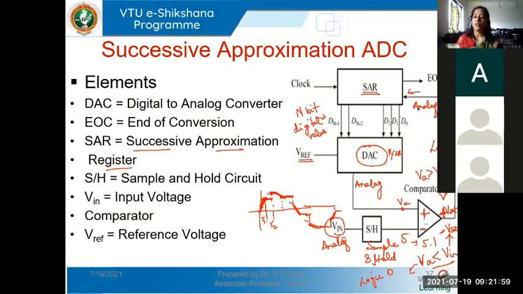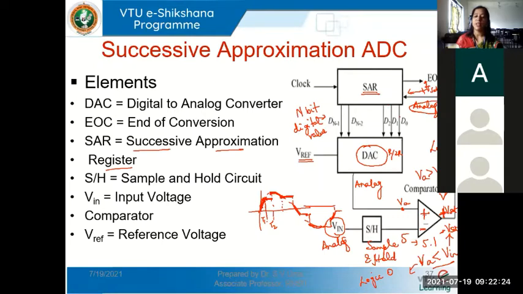The output of the comparator, instead of calling it analog, I'll just say it is plus VSAT or minus VSAT, or logic 1 or 0. It's like a switch or control signal. So when you give 1, there should be some change in the SAR. When you give 0, some change should happen.